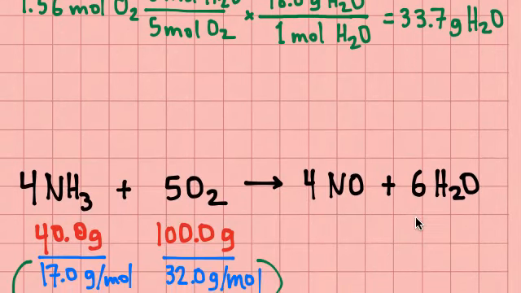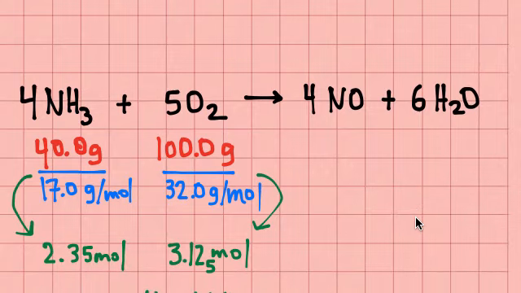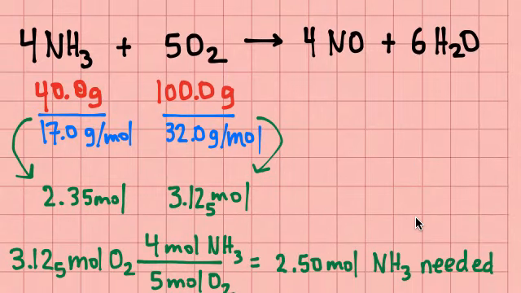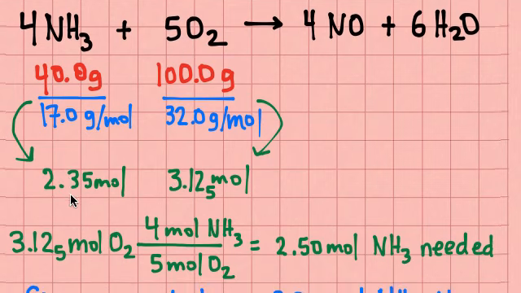Let's do one more. What if I started off similarly? What if I had 40 grams of this and 100 grams of this? Just double it and see what happens. All right. 2.35 moles of ammonia, 3.12-ish moles of oxygen. Okay, 5-to-4. That's difficult because I do have more of oxygen now than I do of ammonia, but is it the right amount to use? Let me see.